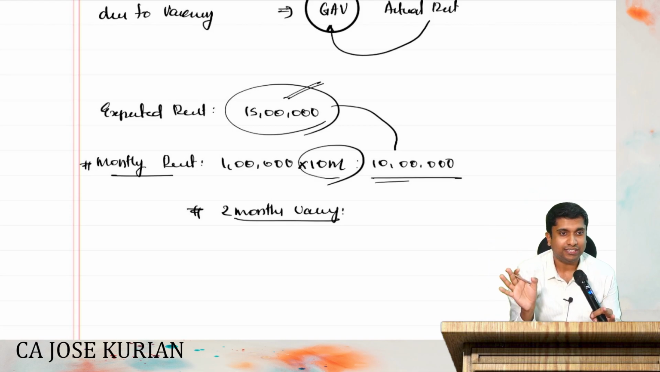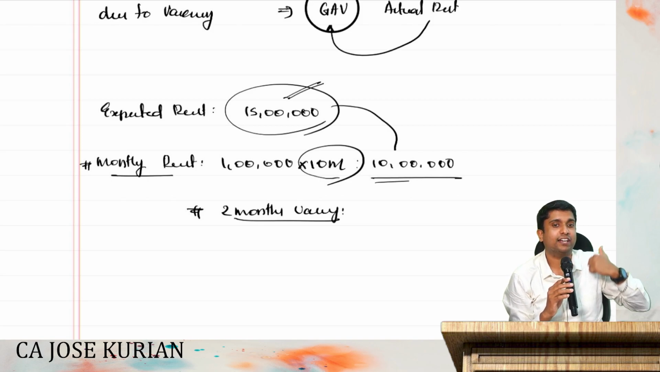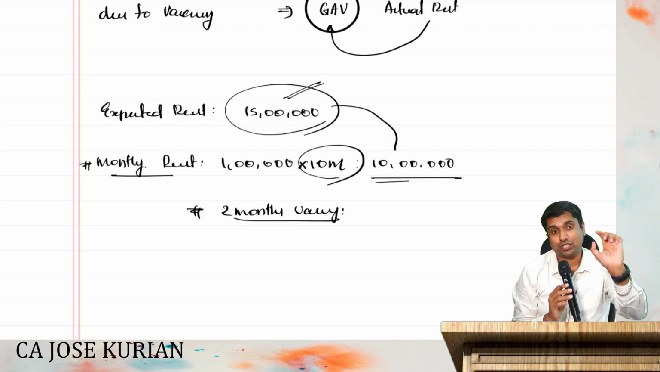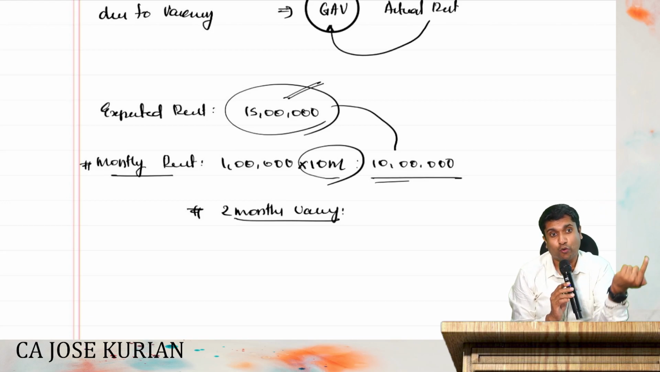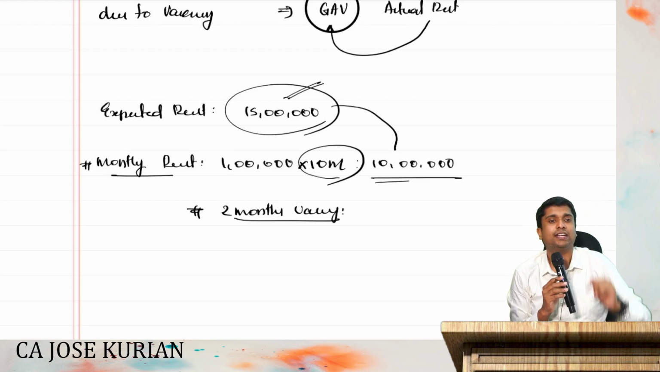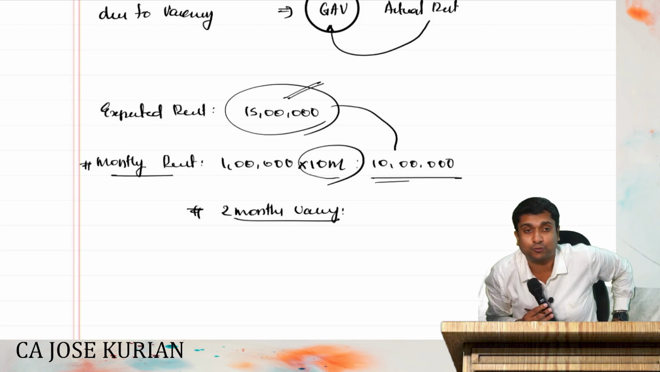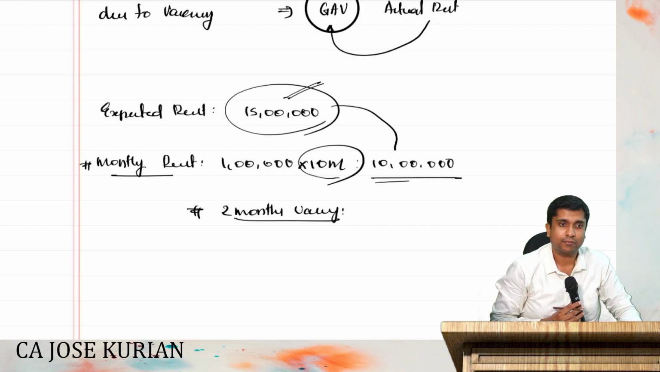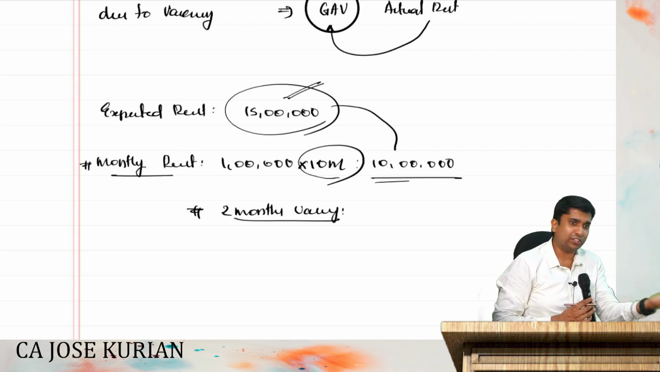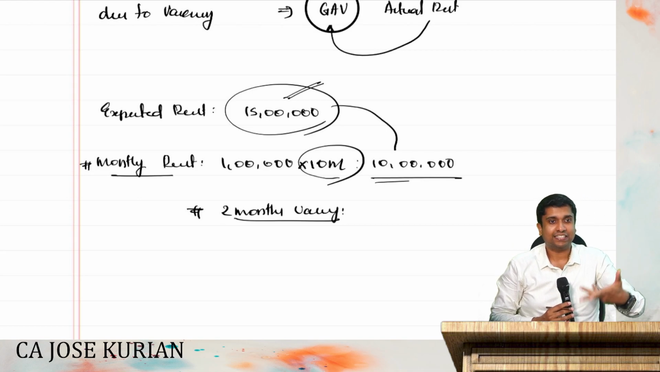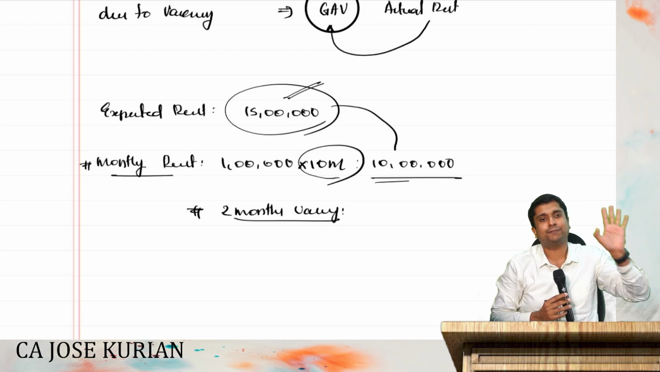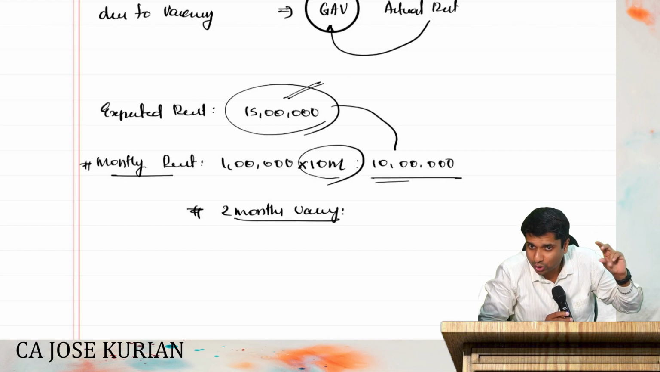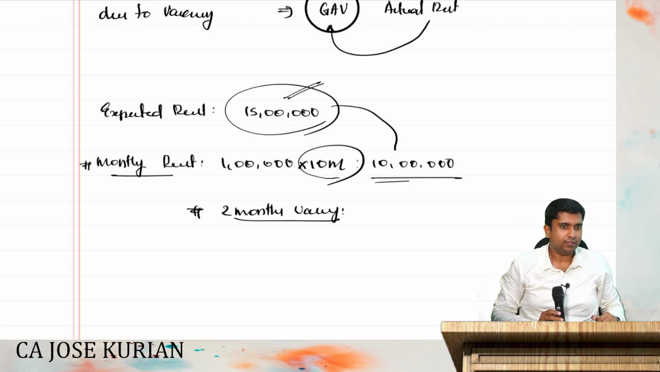So what to do? Here expected rent itself has to be taken as what? Gross annual value. Department is very clear. If your actual rent is less due to vacancy only, you can take the actual rent itself as GAV. Otherwise, always go with expected rent. If your actual rent, with or without vacancy, is less compared to expected rent, you should take expected rent as the GAV. You got my point or not? Yes or no? This is actually very tricky. So department is very clear.